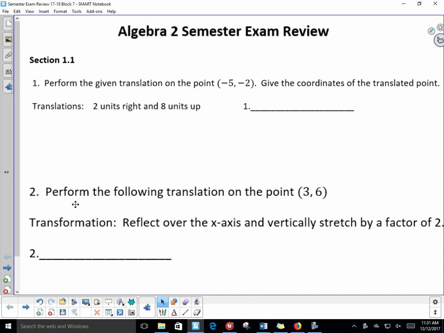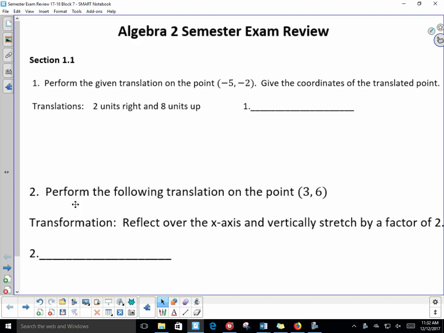Here we are given the point (-5, -2), and we want to figure out how that would look translated. If we translate it 2 to the right and 8 up. Remember, this is an ordered pair. So if we take a look at that ordered pair, we want to translate it, kind of if you plot it, see what it would become.